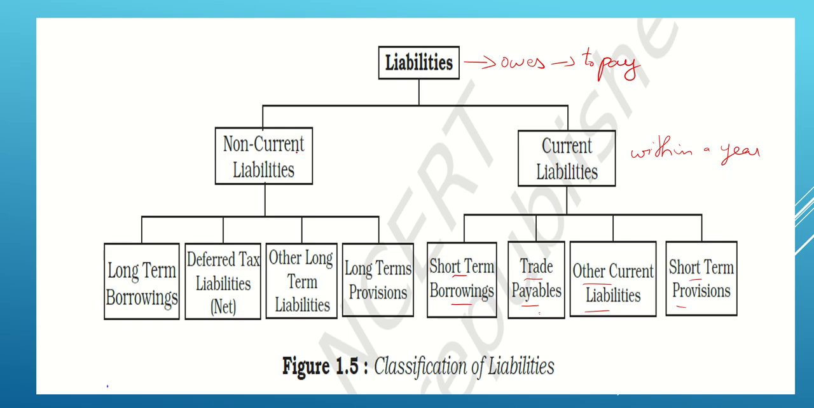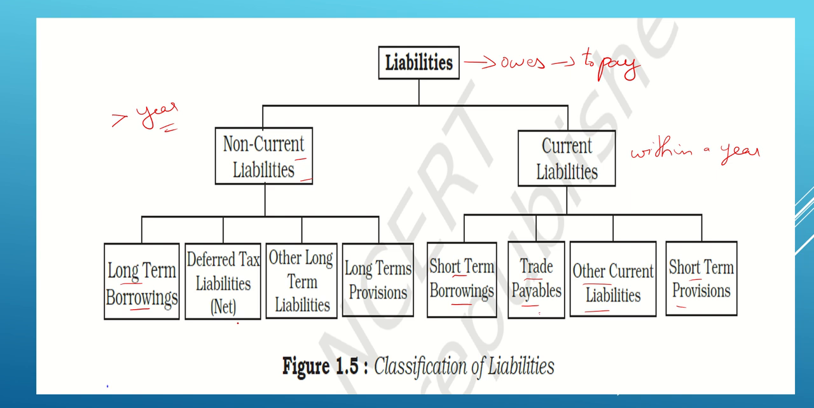Likewise, non-current liabilities are liabilities which you can settle even after a year, more than a year. Those are called non-current liabilities. So they are long-term borrowings. The company has borrowed on a long-term basis, so that will come under long-term liabilities.